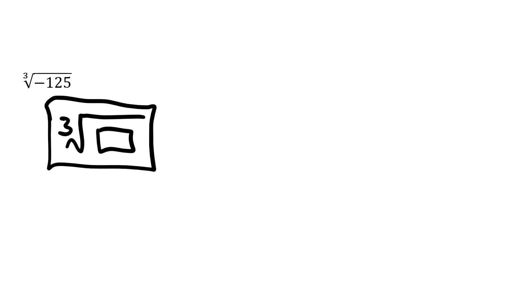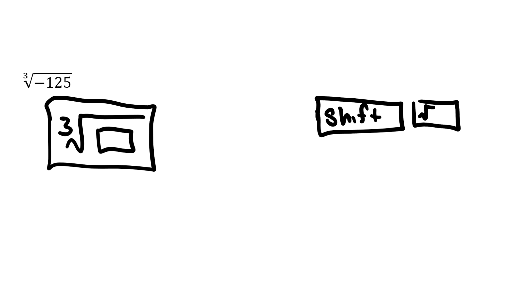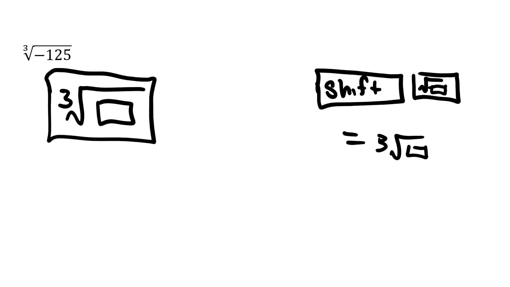Sometimes you'll have to press your shift button first, and then press your square root button. At least on the Casio, if you do that, you will get your cube root. It doesn't have a specific button for itself. We need to click shift and then the square root button. Once you do that, you put in your negative 125, and our answer will be negative 5, which makes sense because when you put a negative in, you get a negative out with cube roots.